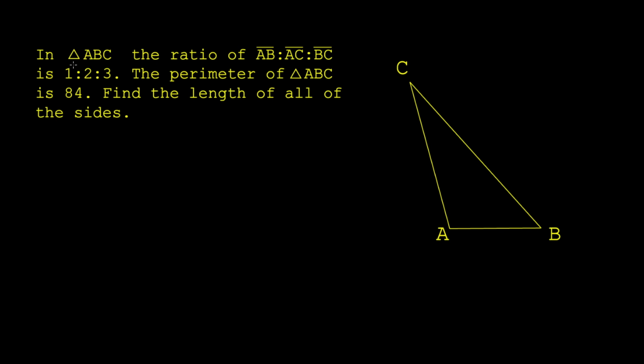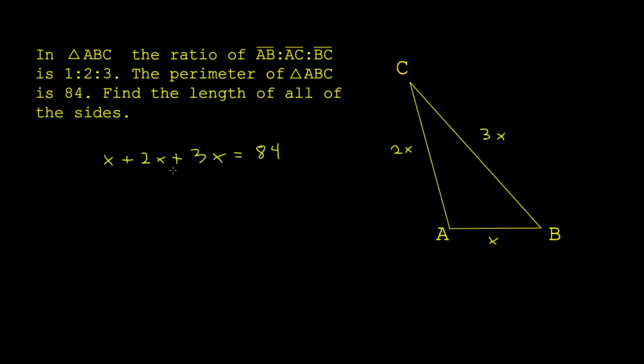So if you have a ratio like this, the easiest thing to do is give the ratio a variable. So we're going to say x plus 2x plus 3x, because if this side is x, then that side is 2x, because it's double this, and this side is 3x, because it is triple this side. So now, these three sides added up is the perimeter, which is 84.